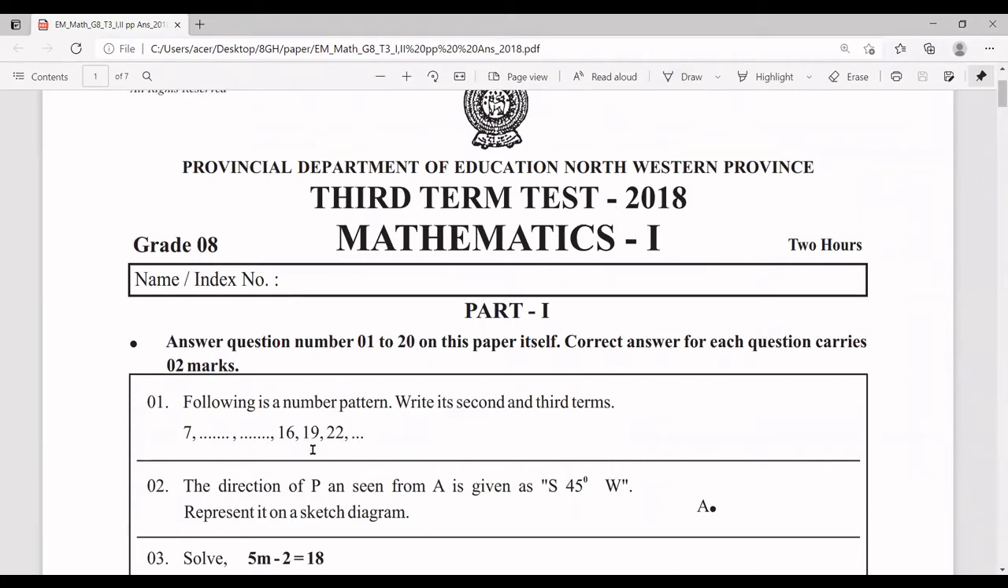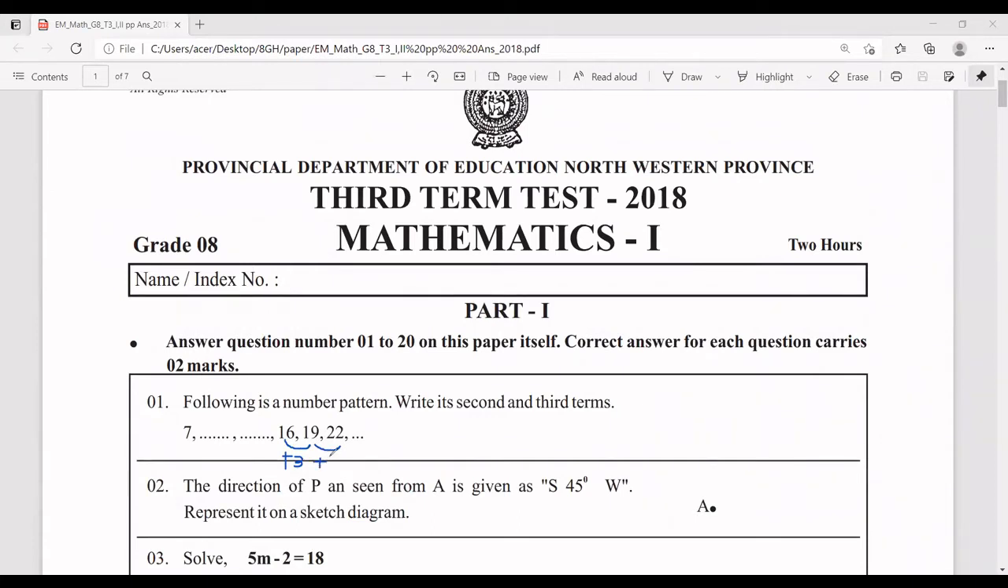Can you identify the number added to the previous term? 16 plus what? 19. 16 plus? Plus 3. Yes, plus 3. 16 plus 3, 19. 19 plus 3, 22.